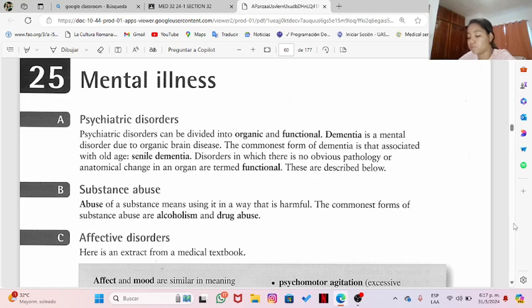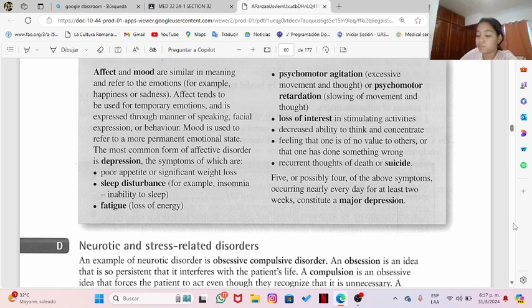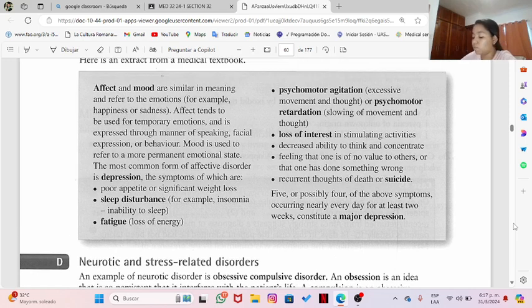Affective disorder. Affect and mood are similar in meaning and refer to the emotions of happiness or sadness. Affect tends to be used for temporary emotions and is expressed through manner of speaking, facial expression, or behavior. Mood is used to refer to a more permanent emotional state.